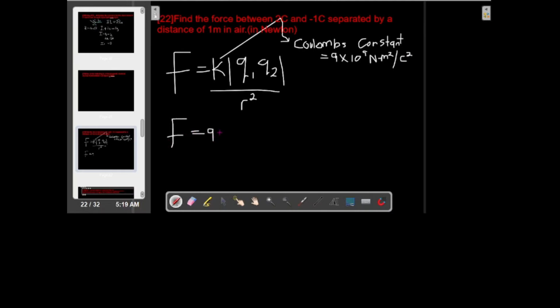So 9 times 10 to the power of 9, multiplied by Q1, which is 2, multiplied by Q2, which is 1, divided by the distance squared, which is 1 squared. Of course, we just multiply that by 2. And on doing that, we should have a final answer of 1.8 times 10 to the power of 10, and then the unit is Newton.